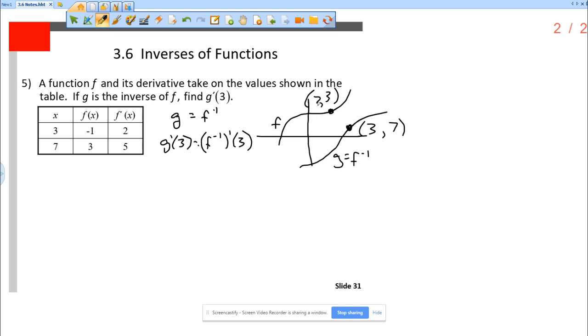All I care about is, if I want g prime of 3, or f inverse prime of 3, that's going to be 1 over f prime of 7. So what is f prime of 7? Look at the table. f prime of 7 is 5. So g prime of 3 is 1/5. And so that is derivatives of inverses of functions.